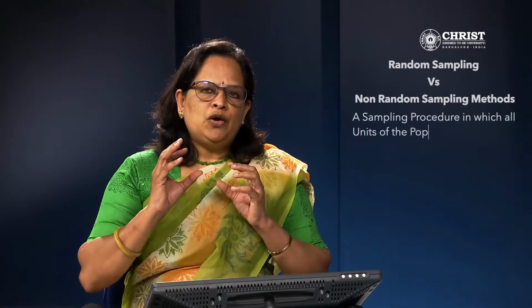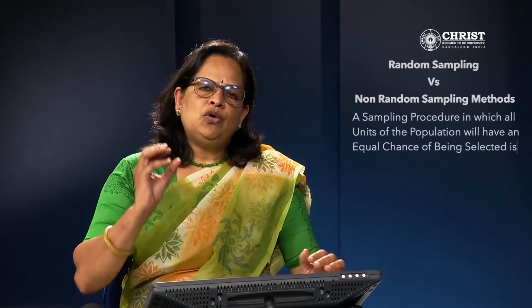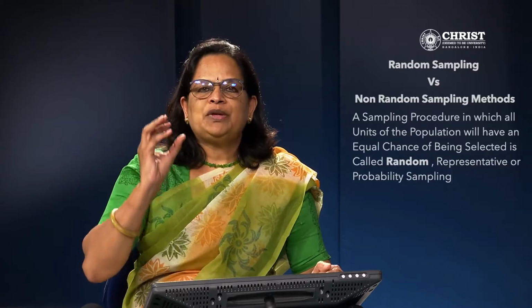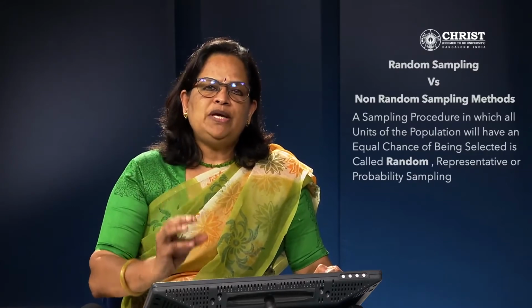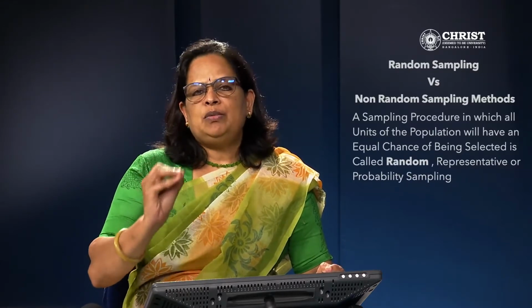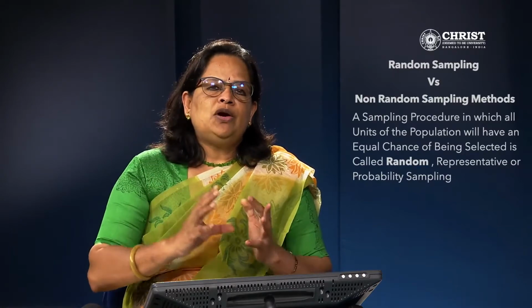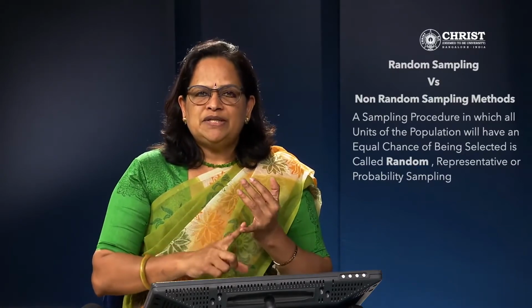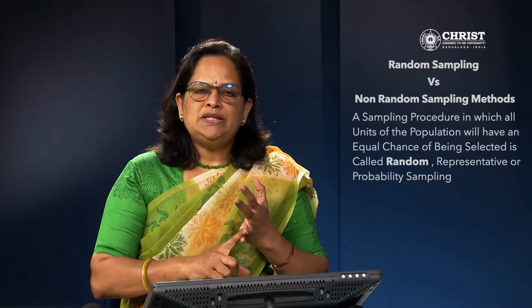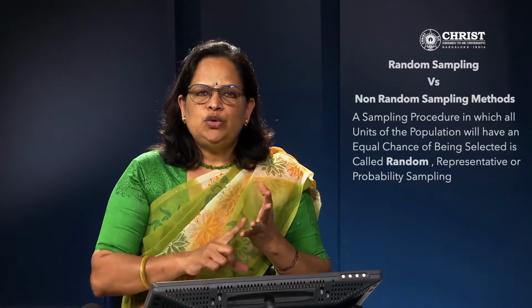See, in the random sampling method, we adopt a procedure in which all units of the population have an equal chance of being selected in the sampling. This we call either representative sampling or probability sampling. So these are the other two names used.